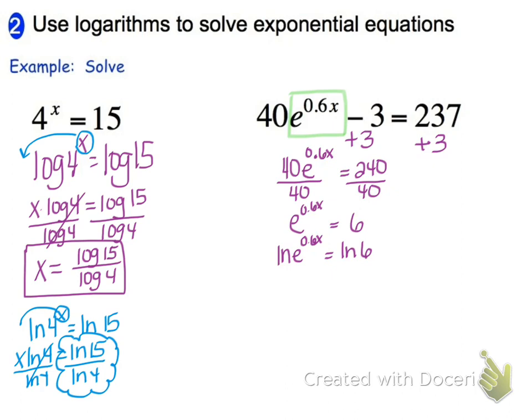And really we get to take that 0.6x and swing it in front, and the ln of e is just 1. So it goes away. So now I have 0.6x equals the ln of 6, and I just have to divide both sides by 0.6. When you do that in your calculator, you will get approximately 2.99 for your x value.